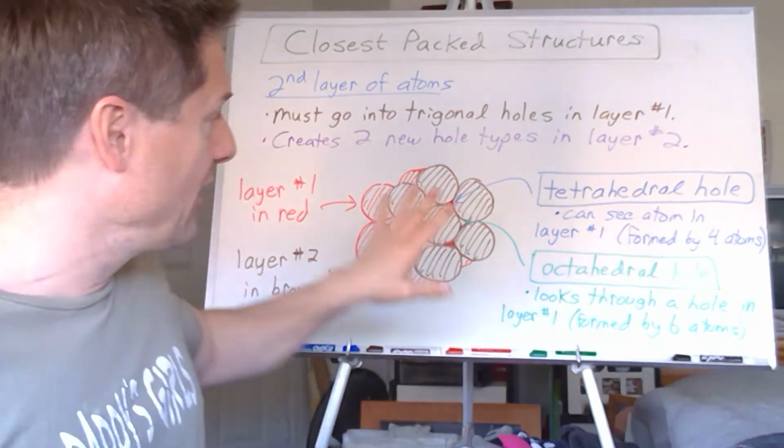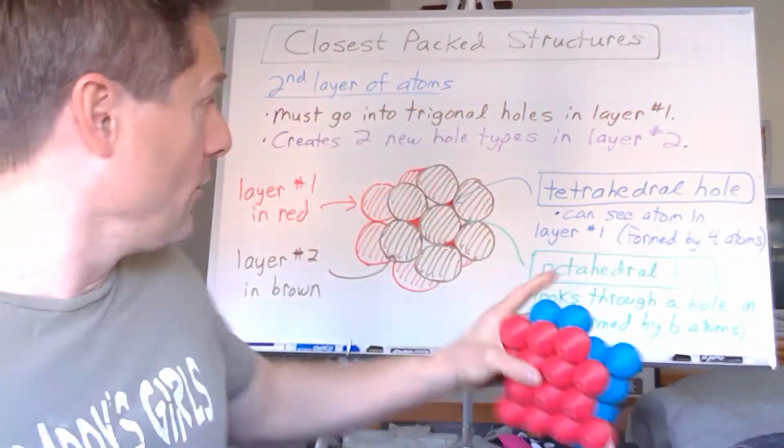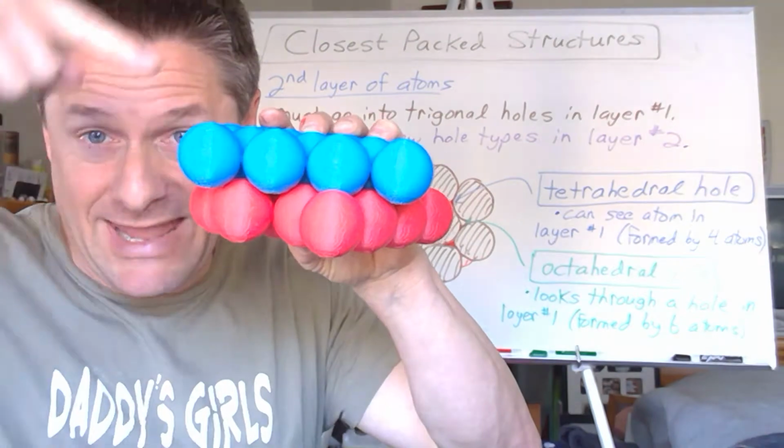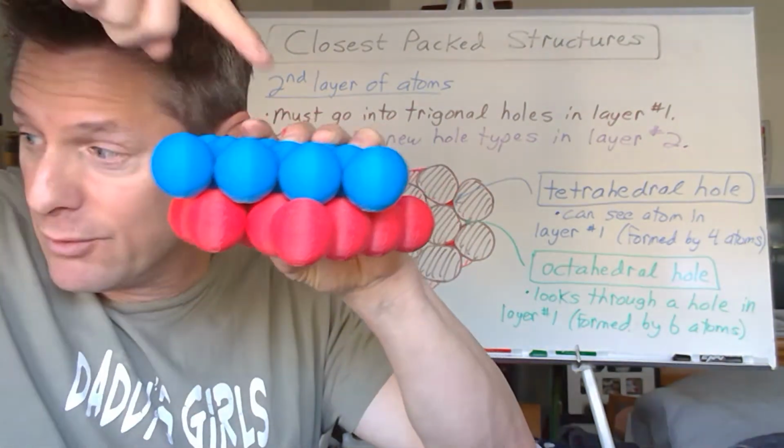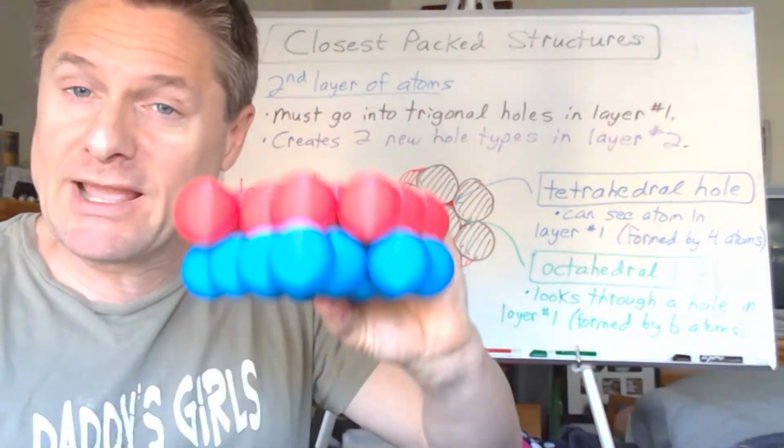So what I'm going to do when I draw it on the board, instead of drawing it from the top view, I'm going to draw it from the side view, where you'll see if it goes into a tetrahedral hole, you'll repeat the first layer. So it'll go red, blue, red, or something like that. Or I could go blue, red, blue, right? Depending how you do it.